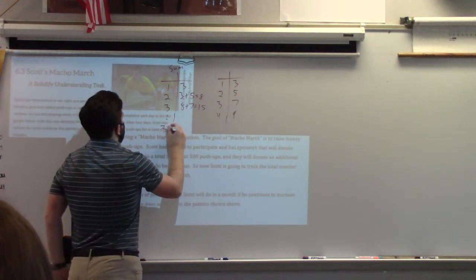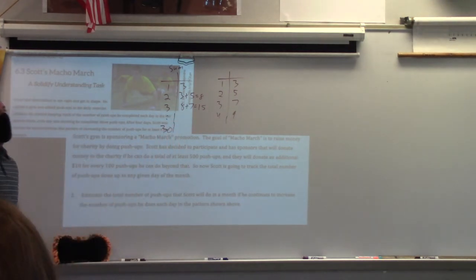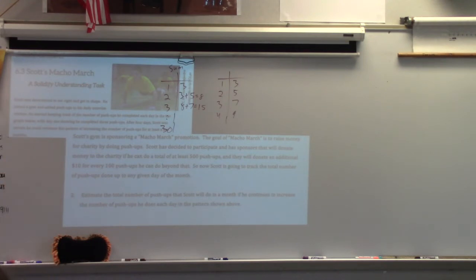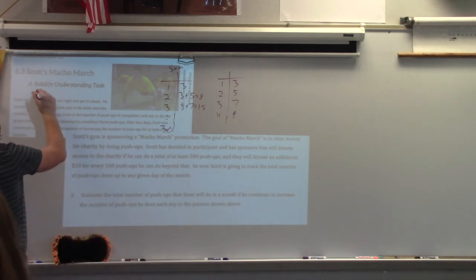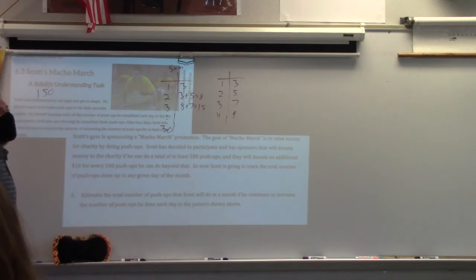So what I want you to do for number 2 is take a minute or two, talk with your group about how many by day 30 you think you would have done. Just make a prediction. It doesn't have to be exact or use calculations. Okay guys, 30 seconds go. I think 150.